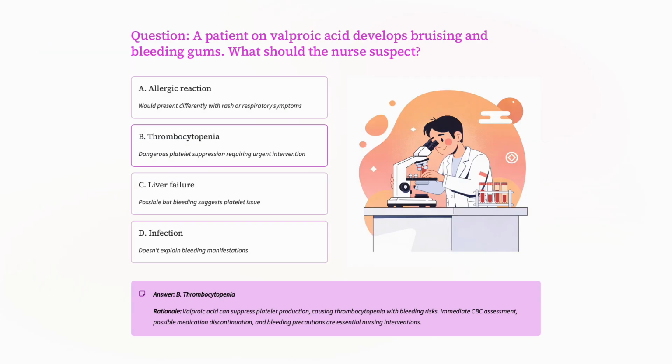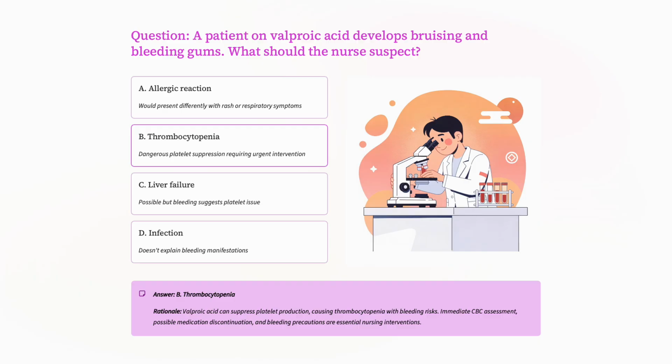Okay, another question. A patient on valproic acid develops bruising and bleeding gums. What should the nurse expect? So we're going to read this question, make sure we understand. Okay, we got a patient that's on valproic acid for their seizures, and now they have bruises and bleeding gums. What do we think's happening?